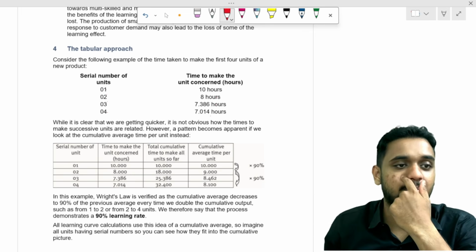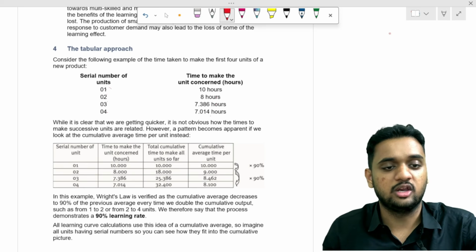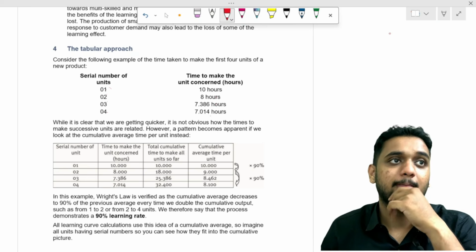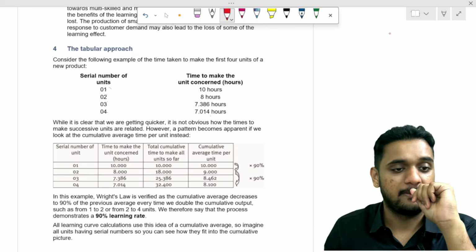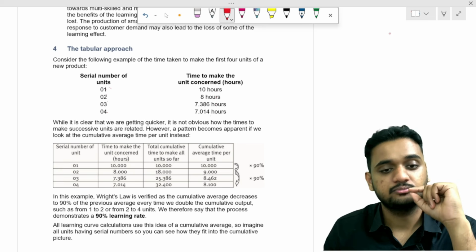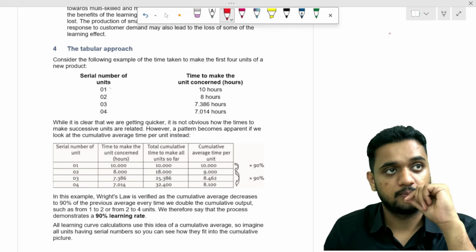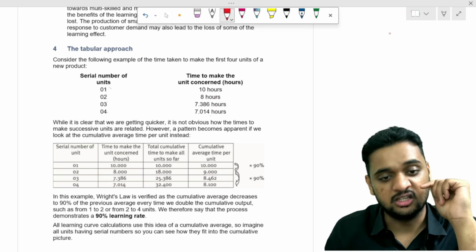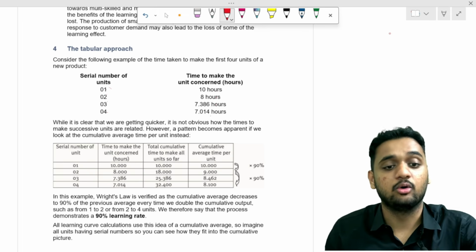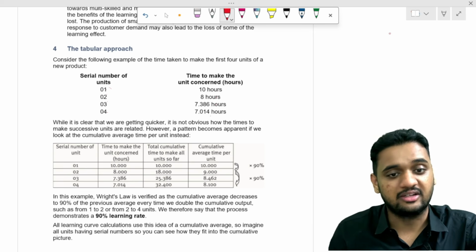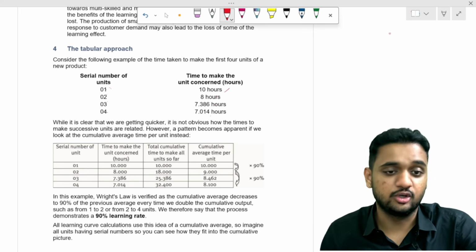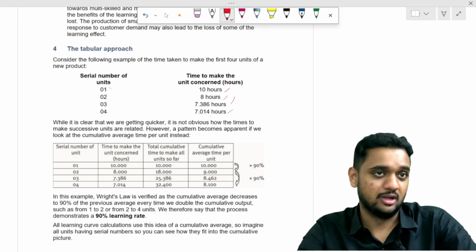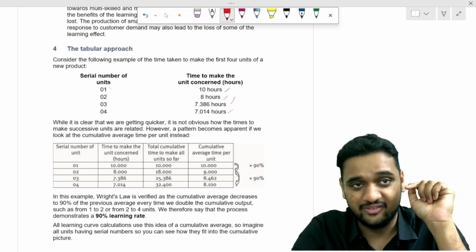In this question, don't see the graph below. See the above question. 1, 2, 3, 4 units they have given time. What time is that? The time given to us in the question above is the time taken to make the concerned units. I'm saying above, not the table. Don't see the table. Come above. They've given the time taken for the respective unit. First unit will take 10 hours. Second unit will take 8 hours. Third unit, this much hours. Fourth unit, this much hours. Understood? That is what they have given.